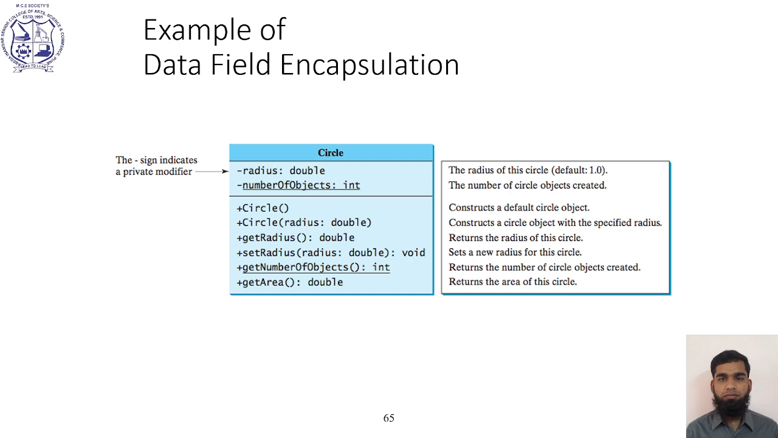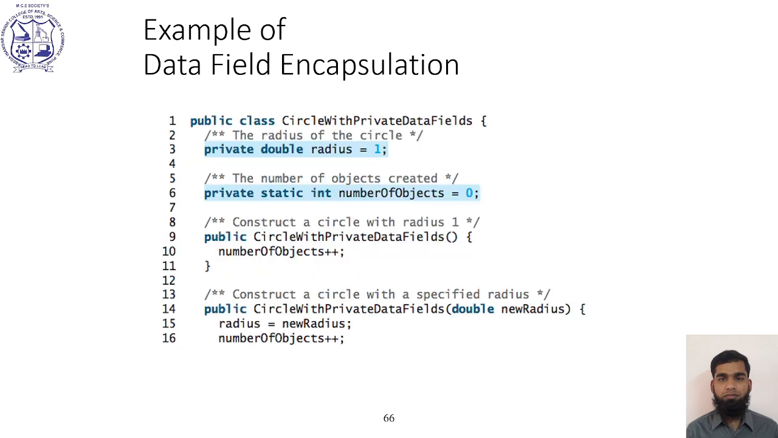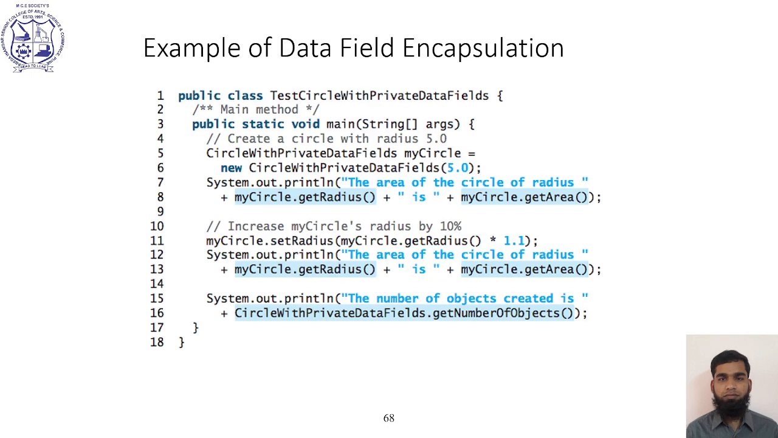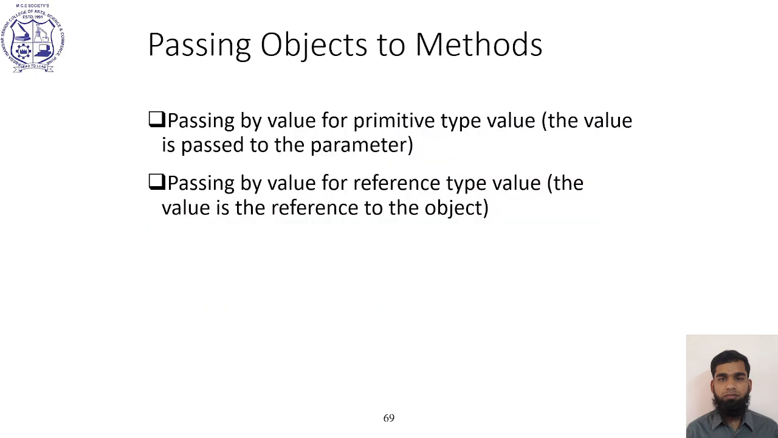Data field encapsulation. We are declaring the radius. The minus sign indicates that it is a private modifier. The radius of the circle has a default value of 1.0, and we also track the number of circle objects created. In the constructor, the default circle, we are assigning the value 1 to the radius, which will be a private data member. Here, the getter and setter methods are both public, and we are calling those methods inside the main function.